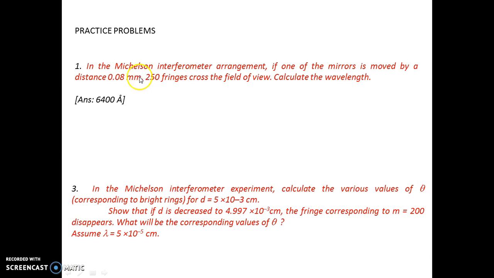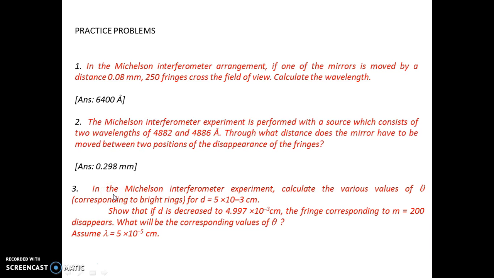Let us go for one of the problems. If one of the mirrors is moved by a distance of 0.08 millimeters, and there are 250 fringes crossing the field of view, what is the wavelength? Using the formula 2d = nλ, we can calculate. We get λ as 6400 angstrom units. Similarly, there is one more problem.